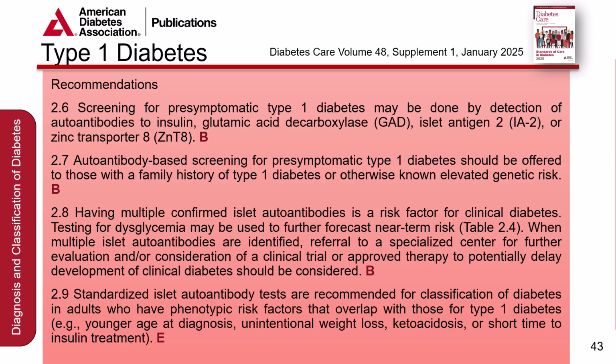Having multiple confirmed islet autoantibodies is a risk factor for clinical diabetes. Testing for dysglycemia may be used to further forecast near-term risk.